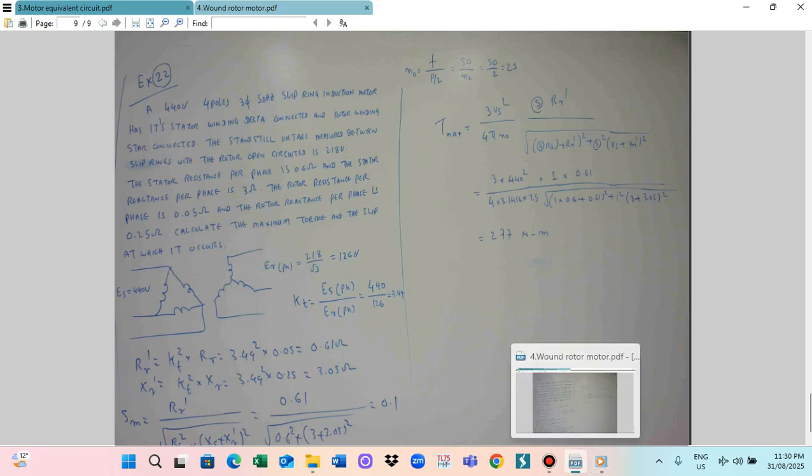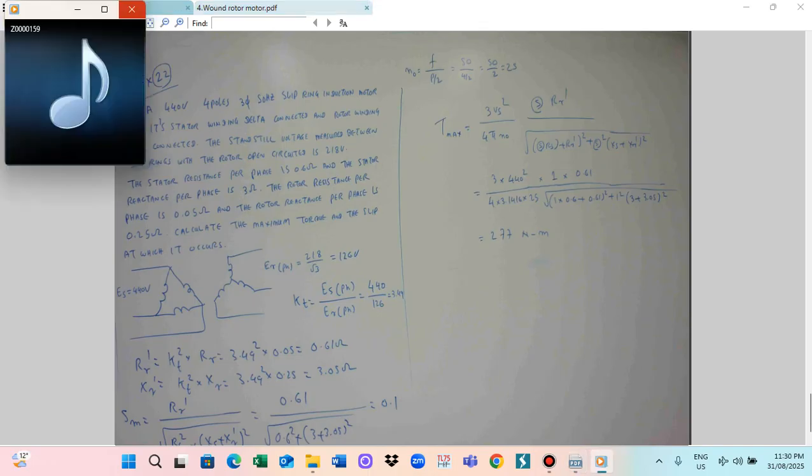So this is the calculation for the motor slip and the torque by using the motor calculation formula.